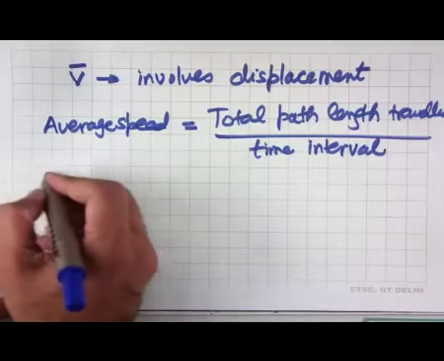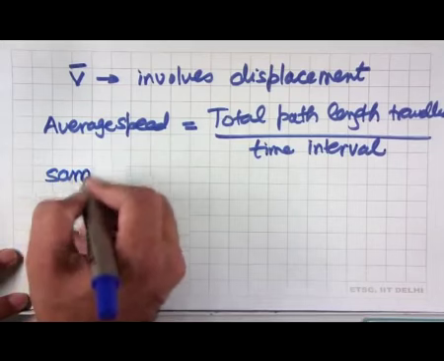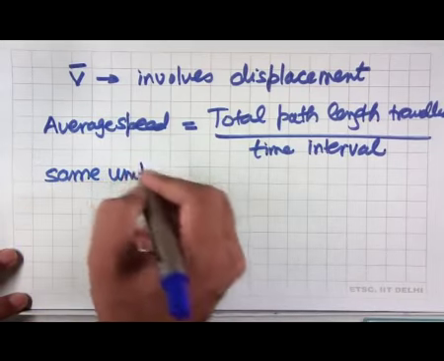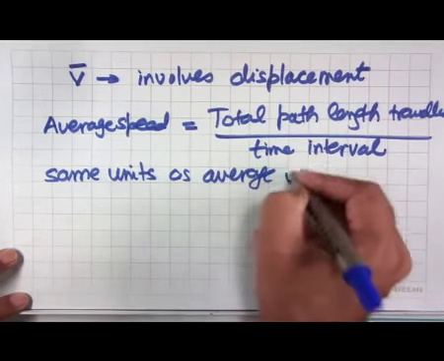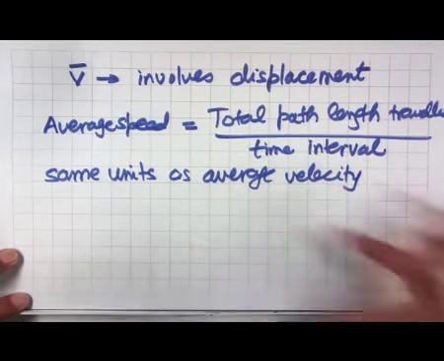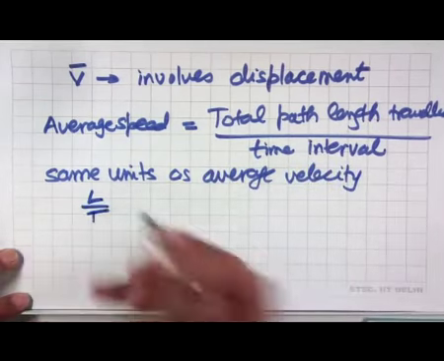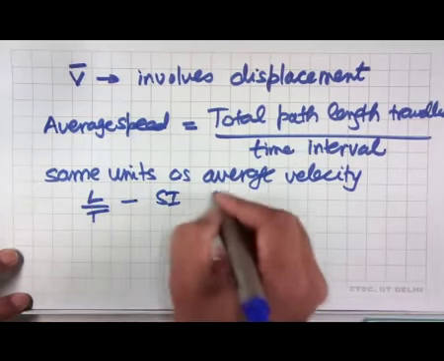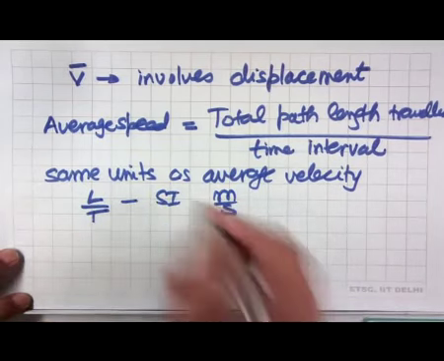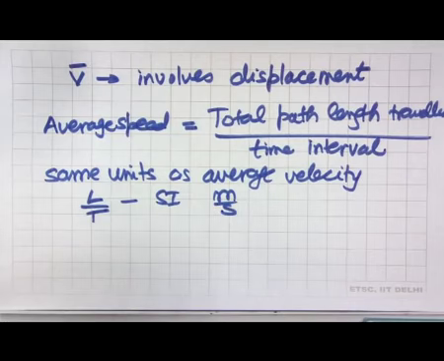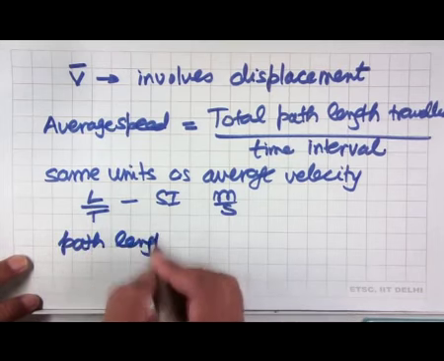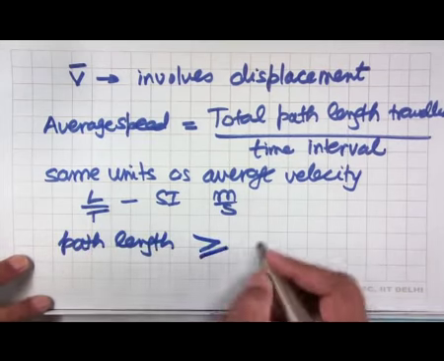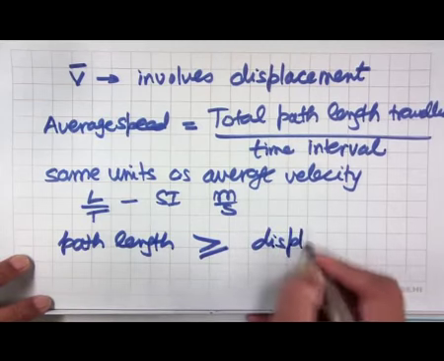Now one thing we will realize is that average speed has the same units as average velocity. That means the speed units will again be length over time, and in SI units this will be meters per second. But the magnitude may not be equal, because path length is always greater than or equal to displacement.